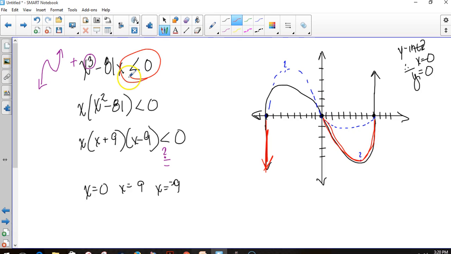And I don't want to include it. It's not an "or equal to." So it's just numbers that when I plug in, they're going to be negative. And so I'm going to be negative from negative infinity as I work my way up to the negative 9, but don't include the negative 9.